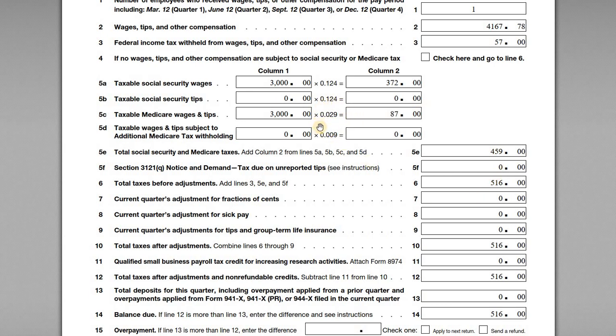And there's the 2.9%, right, which is 1.45% times 2, of $87. And so we add up on line 5E the Social Security tax and the Medicare tax, and we're left with $459 of total taxes. Now on line 6, we're adding the $57 of federal withholding and the $459 of Social Security and Medicare, and we're left with total taxes before any adjustments of $516.